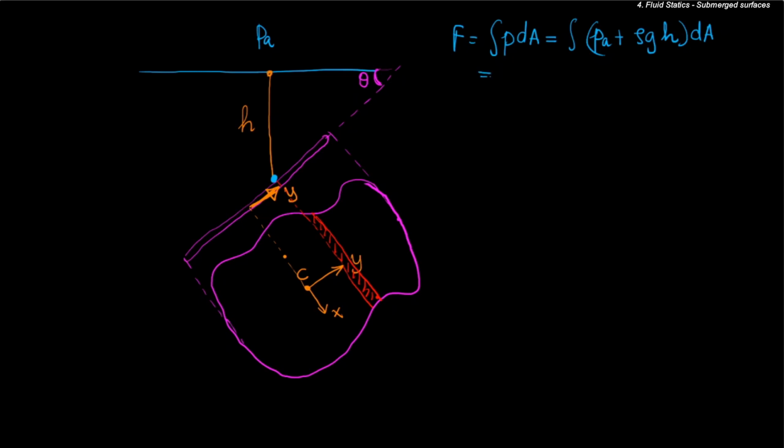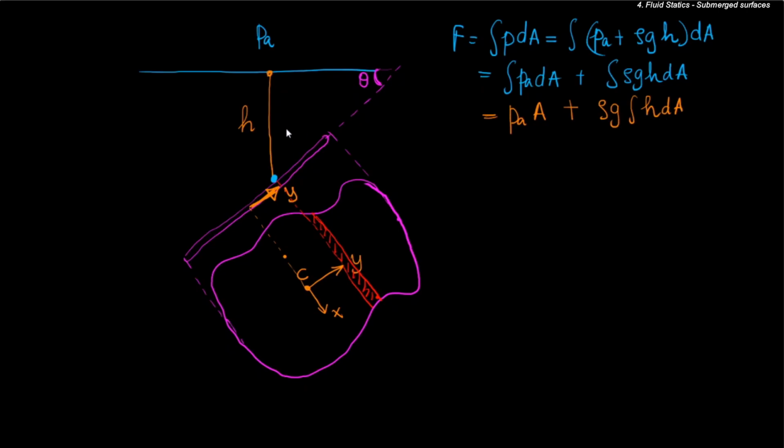Now the first integral is quite simple, so it is the integral of PA dA plus the integral of rho g h dA. The first integral, because PA is constant, is PA times A, while we have to do something about the second integral. But rho times g is constant, as we have previously seen that rho and g do not vary much and can be assumed constant with depth. So it is rho g times the integral of h dA.